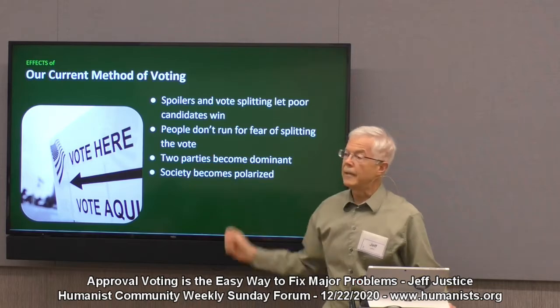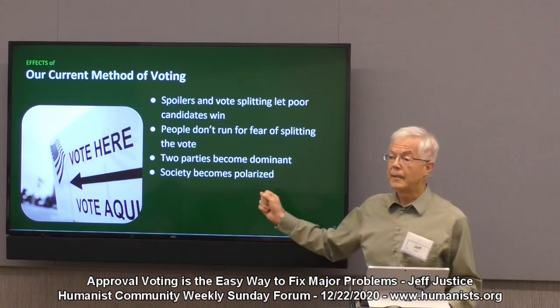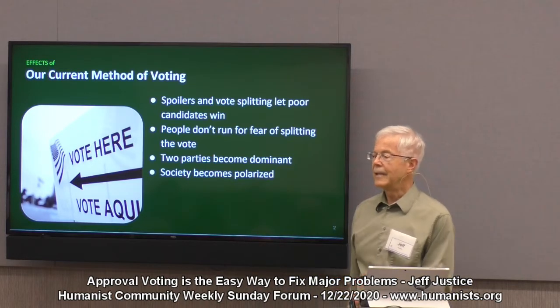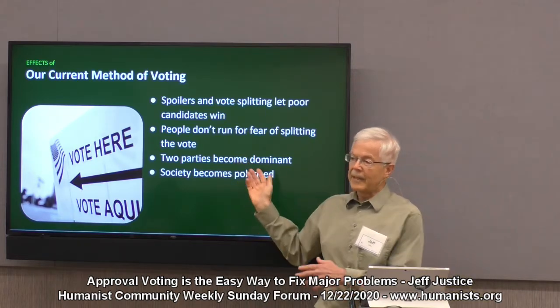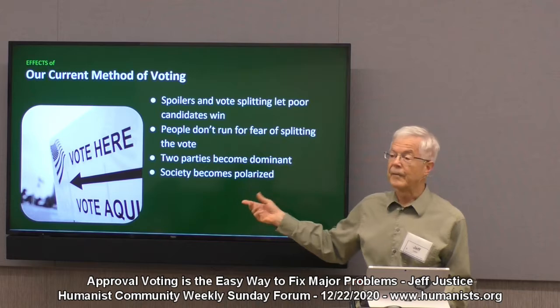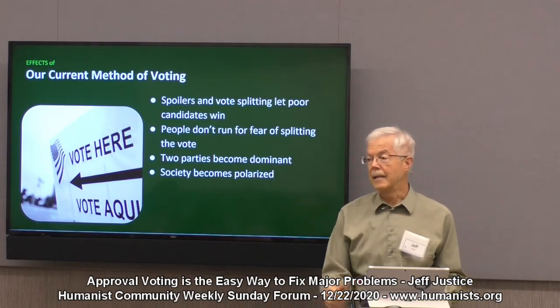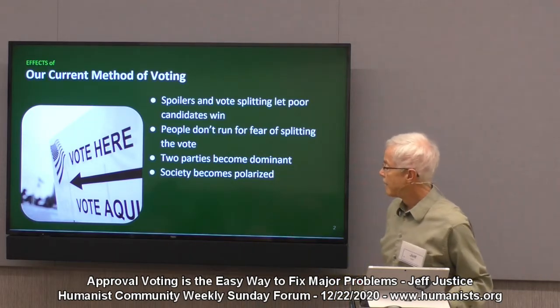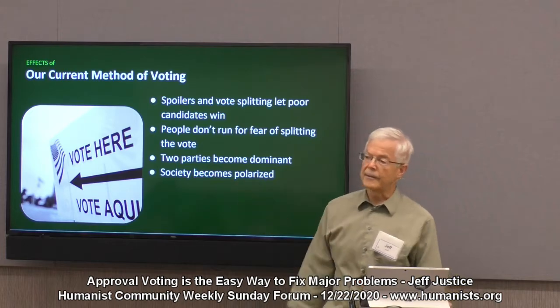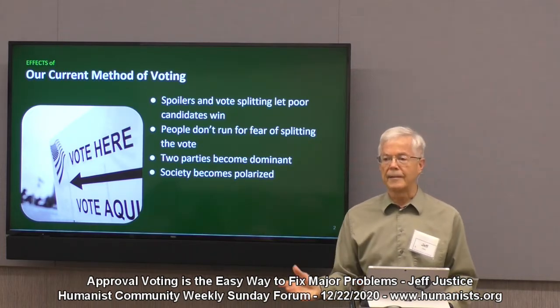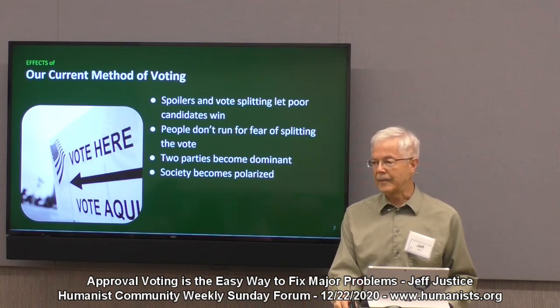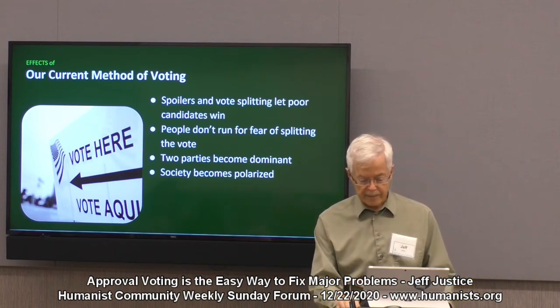And then there's a thing called Duverger's law that was discovered in 1840 by this French guy. And it basically means in a choose one system, two parties become dominant. And I'll show examples of how that happened. And the result is that society becomes polarized, and we talk more about our differences and things that we really need to fix, and the things that can be fixed.